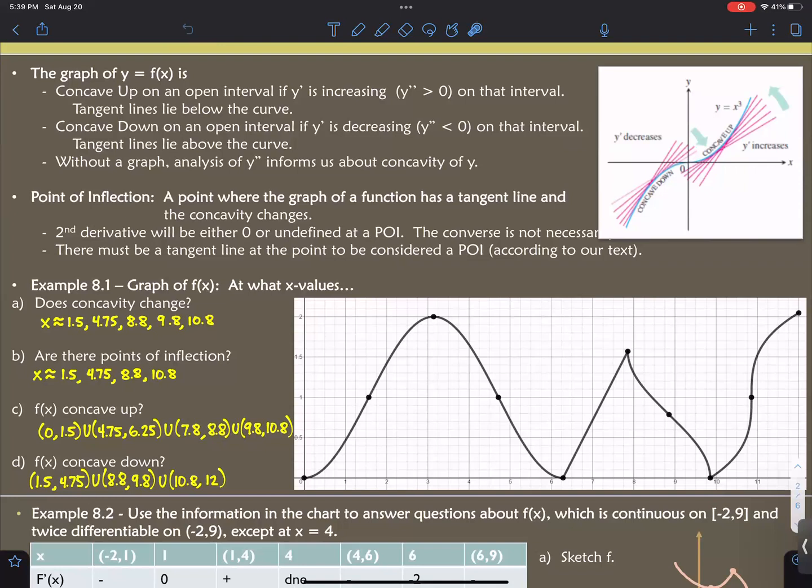So yes, we can tell concavity from a graph. I kind of overlooked the picture up at the top of the page, but it just reminds you that if your curvature is heading down, you're concave down. If your piece of curve is curving up, well, that's concave up.